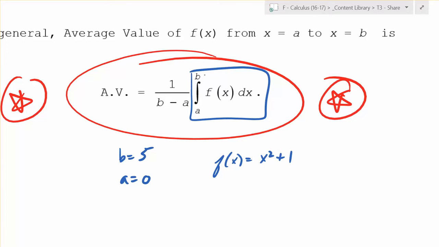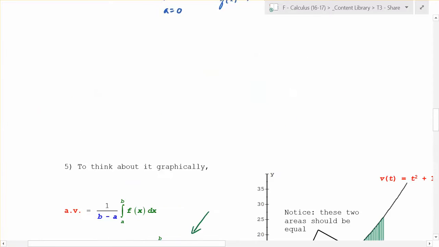Can average velocity be negative? Sure, you could be going backwards. We did displacement divided by b minus a. That's what we did. This statement is displacement divided by b minus a, because multiplying by 1 over b minus a is the same thing as dividing by b minus a. Exactly. So you can do other ones like this.